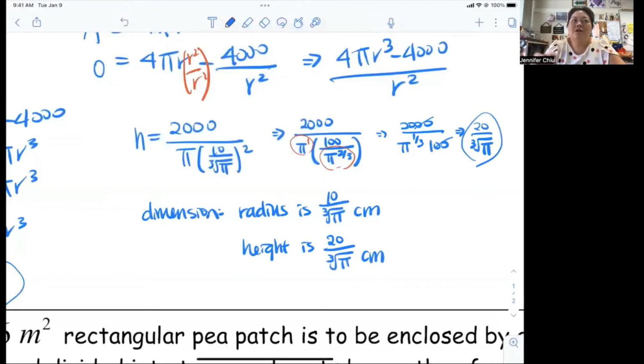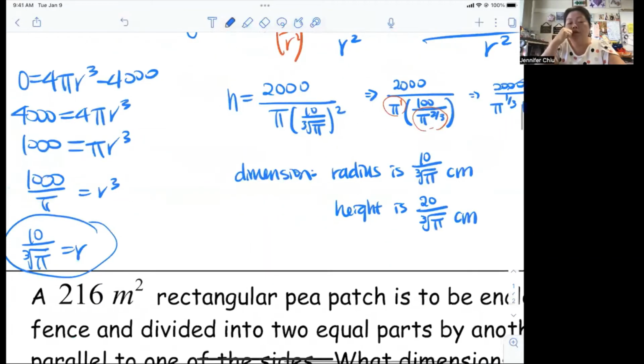Now, of course, there's always the argument of how do you know this is the minimum and not the maximum? Generally, in these types of situations, it's one answer, not either or. But you could double check by taking the second derivative and plugging in this x value of 10 over cube root of pi to see if it truly is a maximum or minimum based on the concavity of your graph.